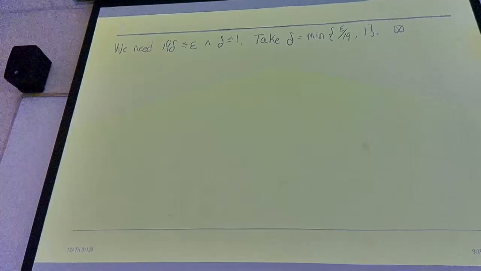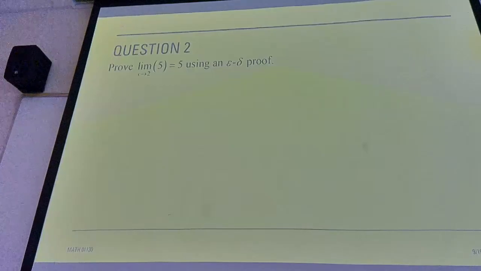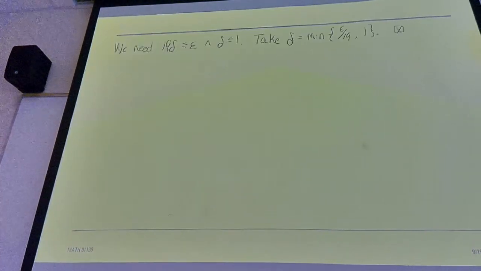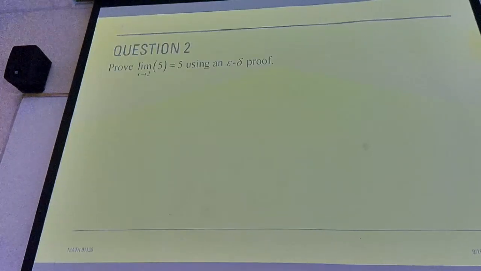If you've been following along, we're going to do a really difficult one. We're going to prove that the limit as x approaches 2 of 5 is 5. This is really difficult.